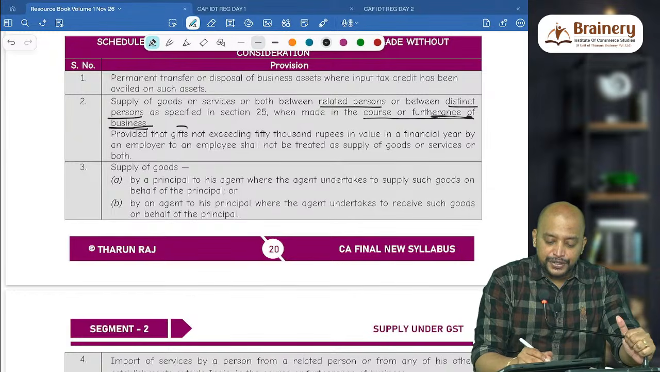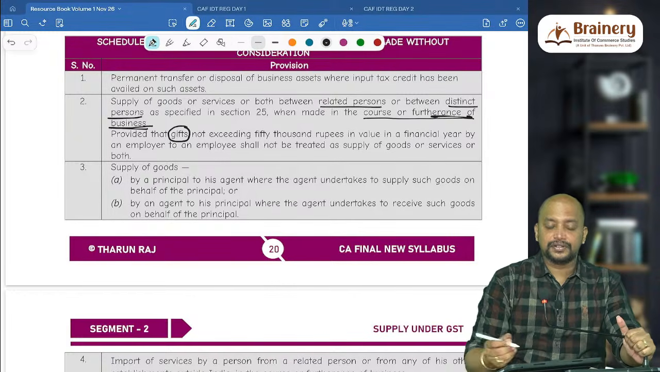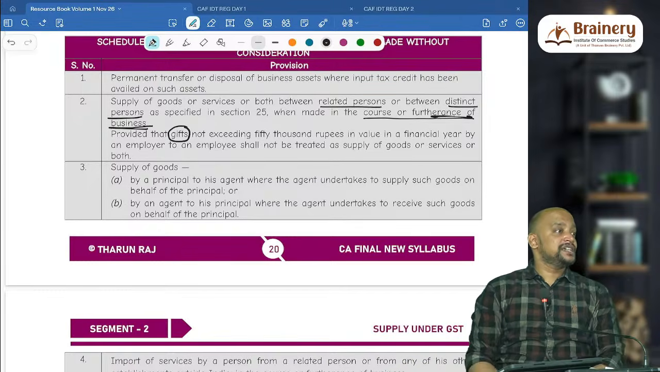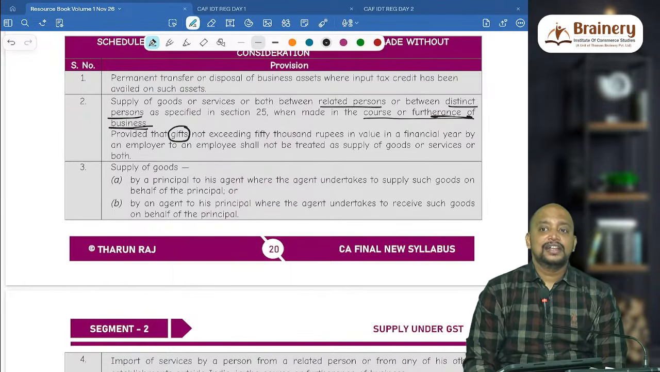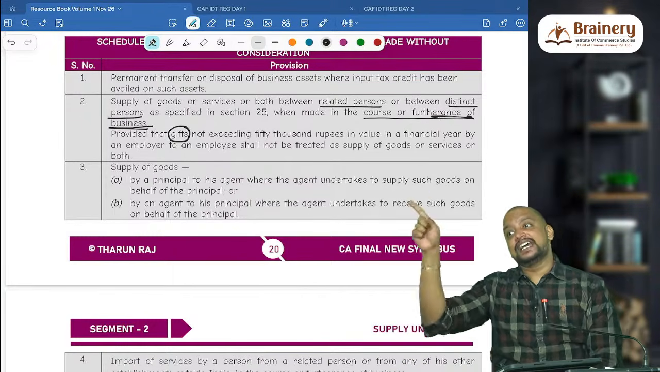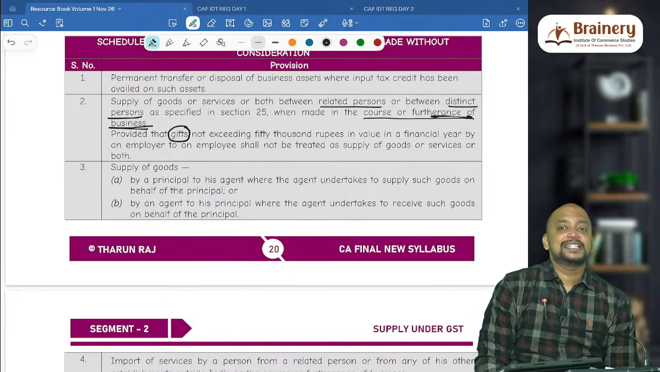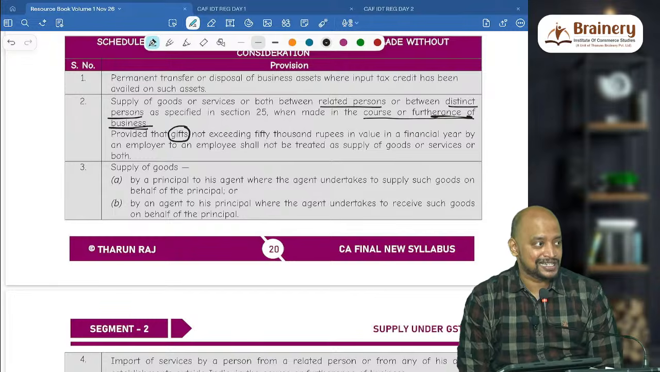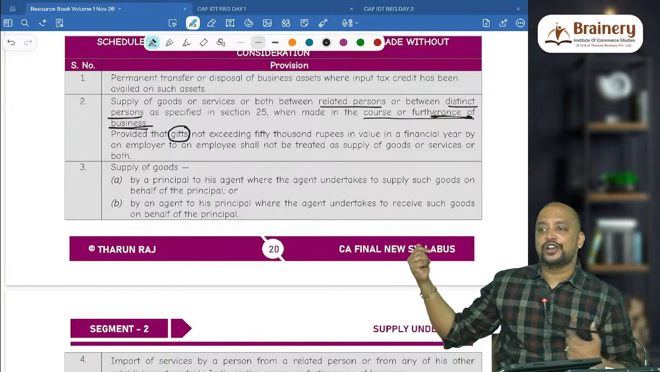But here the word used is gift, not perquisite. What if it is a perquisite? It forms part of salary. As it forms part of salary, salary is excluded from supply and not subject to GST. So there won't be any issue, it will not be attracted.